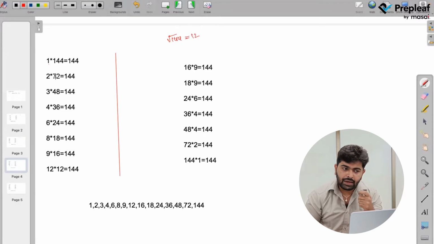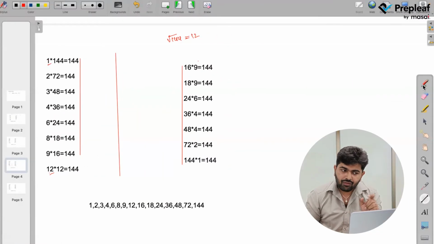Now, if you find the factors from 1 to 12, you see 1, 2, 3, 4, 6, 8, 9, 12, all the factors. Now from 12 onwards, if you try to see the next factors, if you observe carefully on the left-hand side and the right-hand side, the same things are going to get repeated.